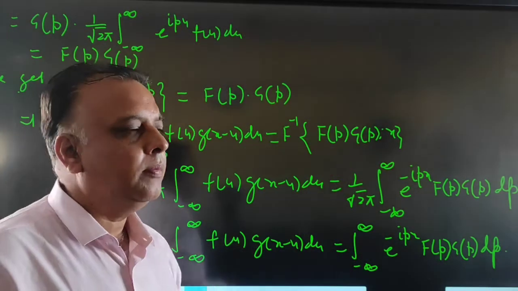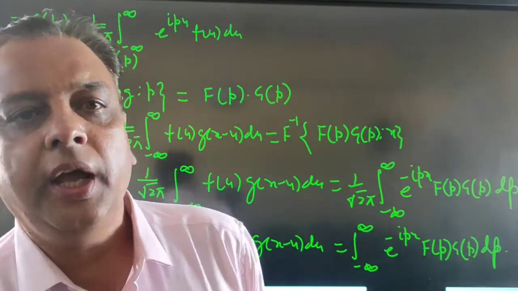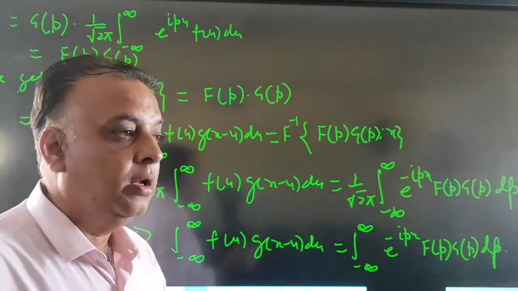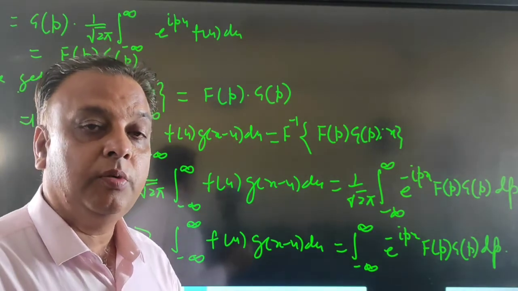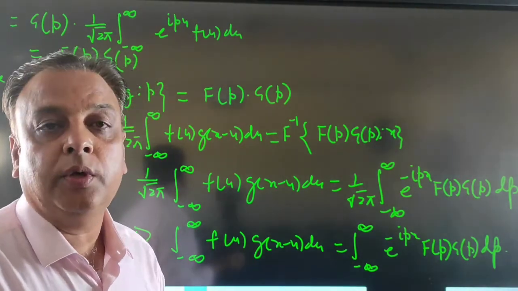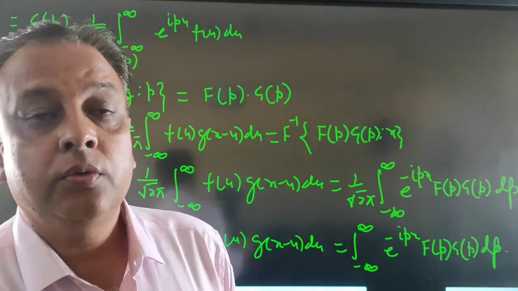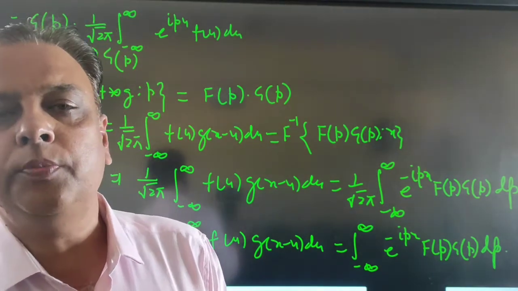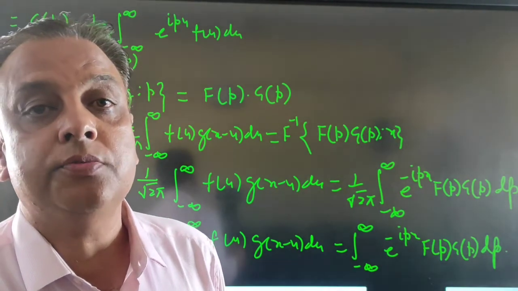So, by using the definition of the Fourier transformation and the convolution of the two functions, we can prove the Fourier convolution theorem, which shows that the Fourier transformation of the convolution of two functions f and g is equal to the product of the Fourier transformations of those functions.